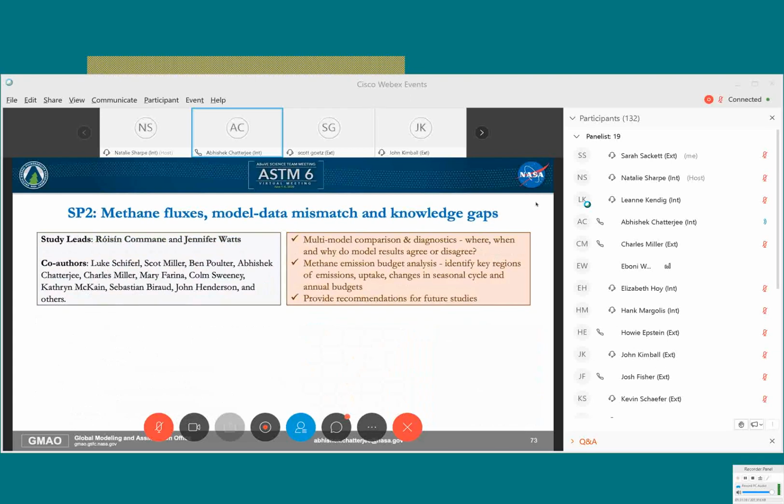The second synthesis topic is led by Roisin and Jenny Watt. It primarily looks at understanding the different knowledge gaps or model-data mismatch related to methane. Some of the big questions they're trying to understand are where and why the model results agree or disagree, and then doing a similar emission budget analysis for methane. Next.